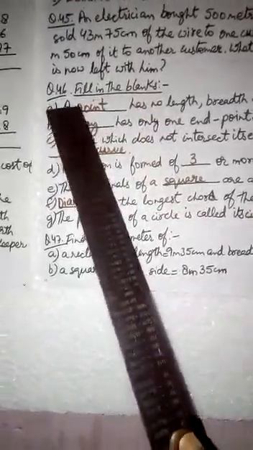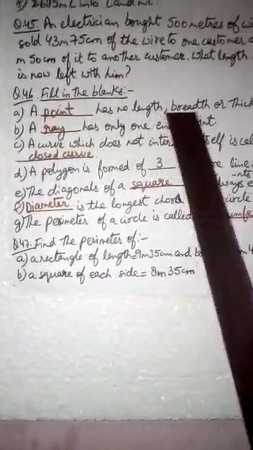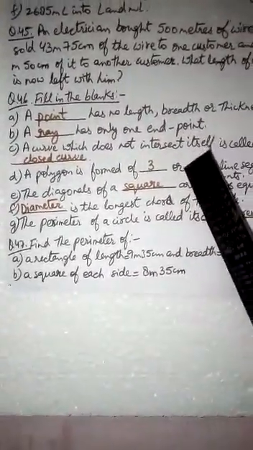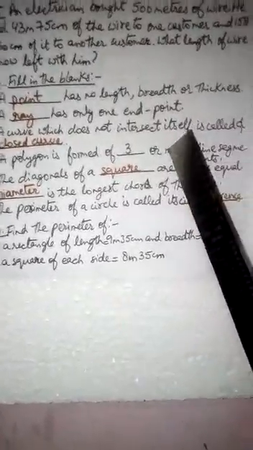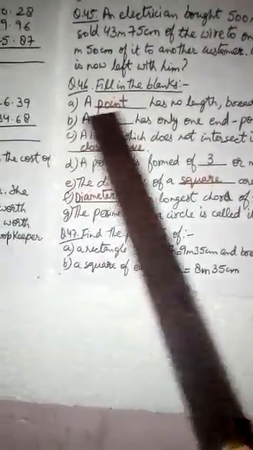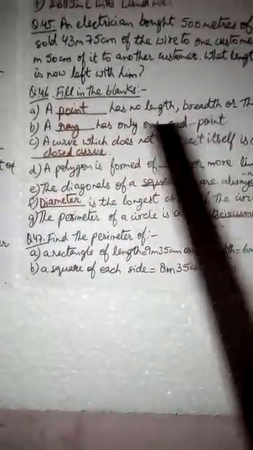Question number 46. Fill in the blanks. This I have done for you. First, a point has no length, breadth or thickness because it is a point. It is fixed at one place. It is not like a line or a ray. So it does not have length, breadth or thickness.